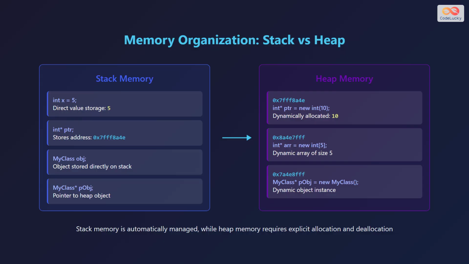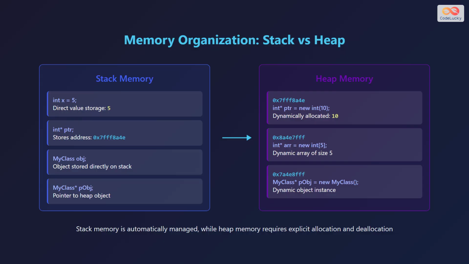The first block shows an example: int* ptr = new int(10). Here, memory is dynamically allocated on the heap and initialized with the value 10. The address of this memory location, such as 0x7fff8a4e, is stored in ptr on the stack. The second block shows int* arr = new int[5]. Here, a dynamic array of 5 integers is allocated on the heap. The address of the first element of the array, such as 0x8a4e7fff, is stored in arr on the stack.